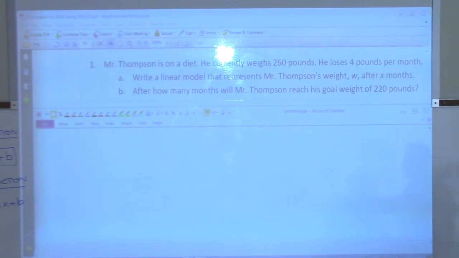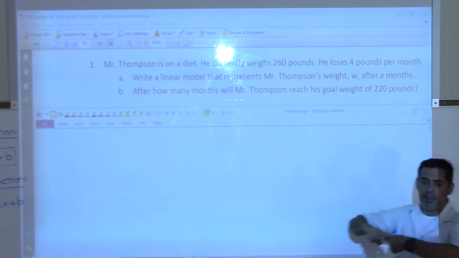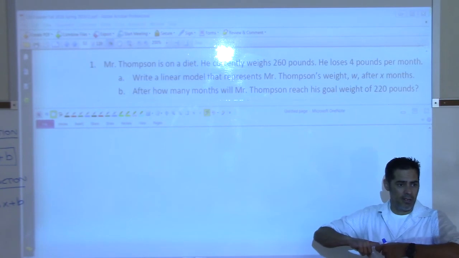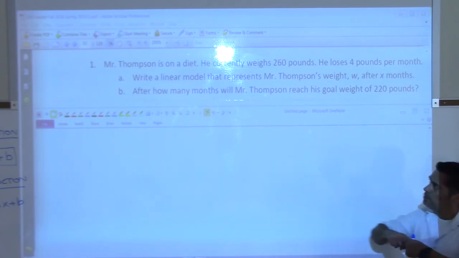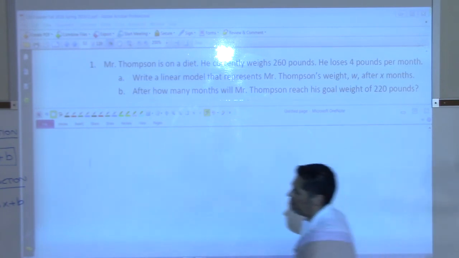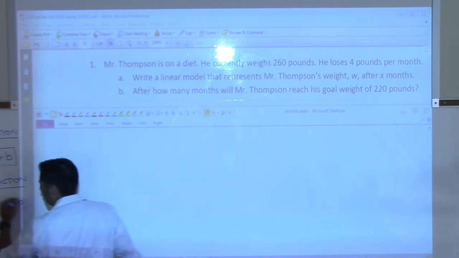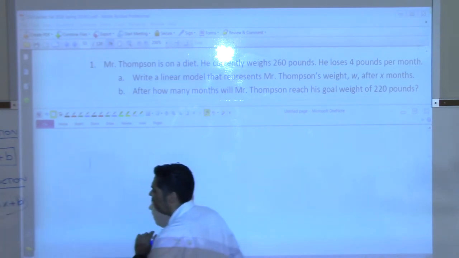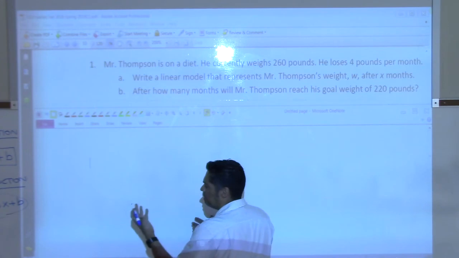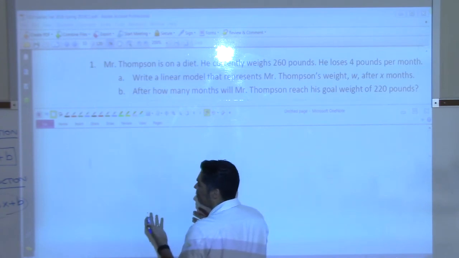All right, so we want to somehow come up with some sort of linear model that connects his weight to the number of months that have passed. All right? So somehow we need to have a linear function, something like this. But it's going to connect weight and the number of months.